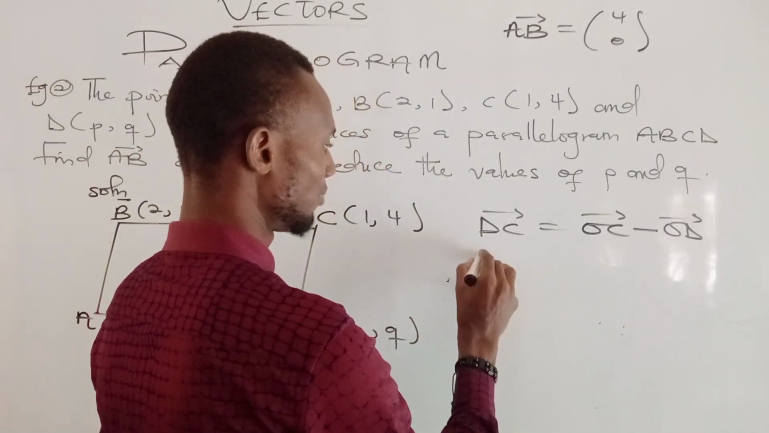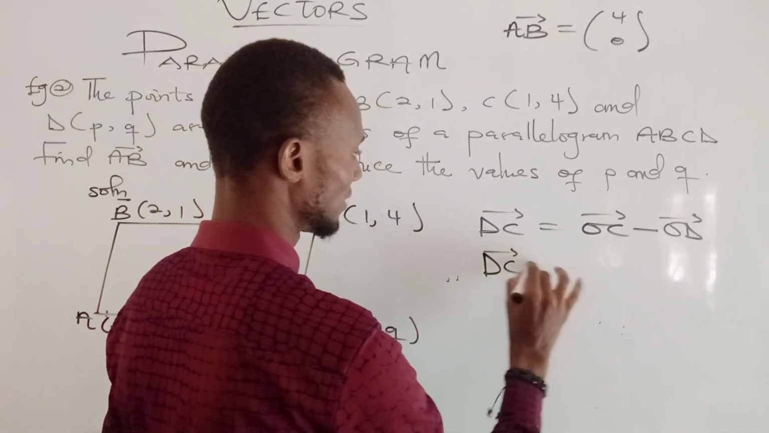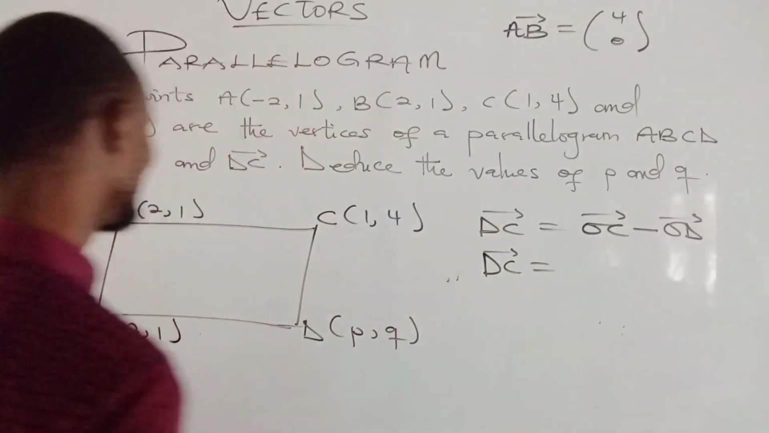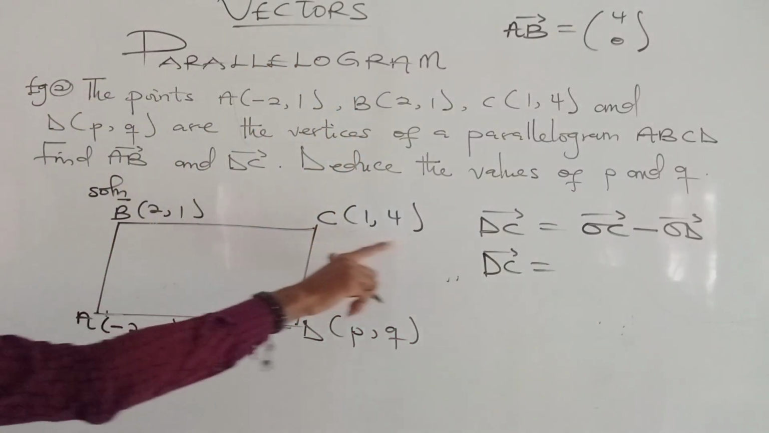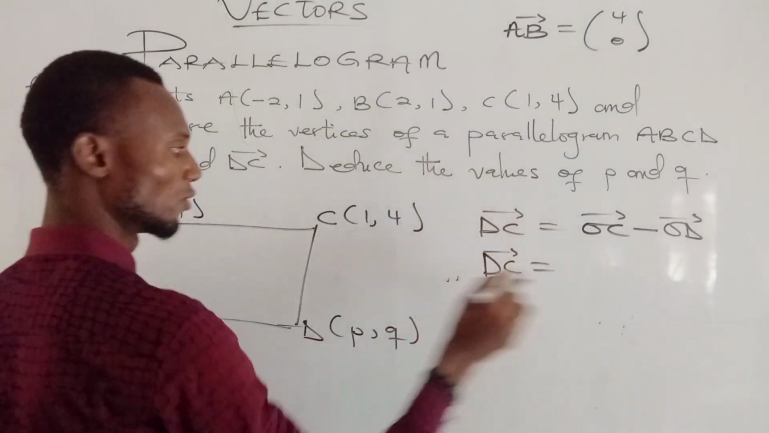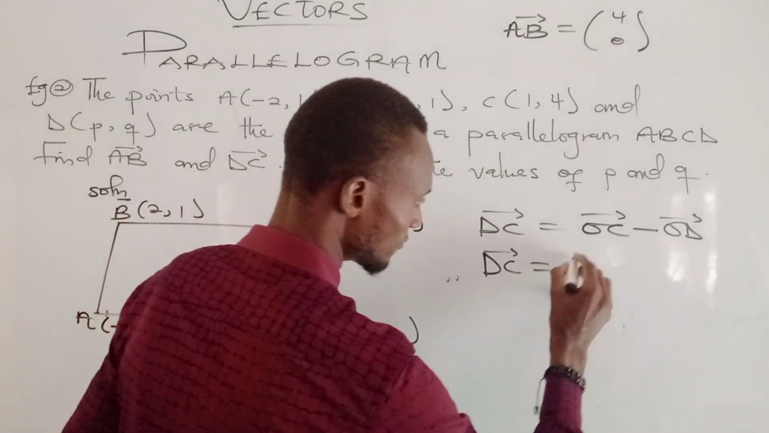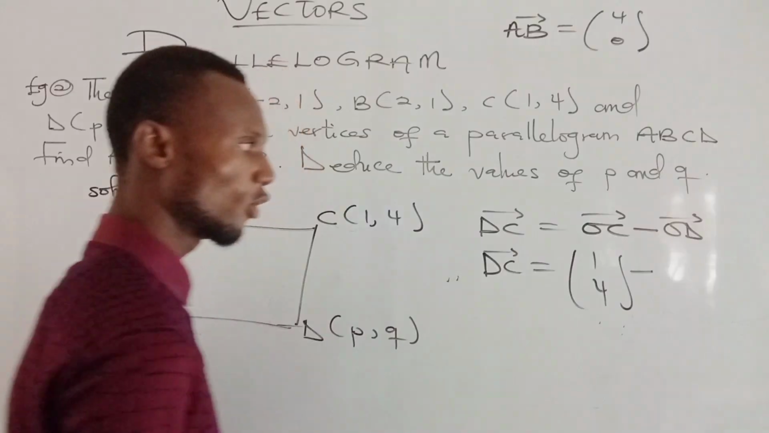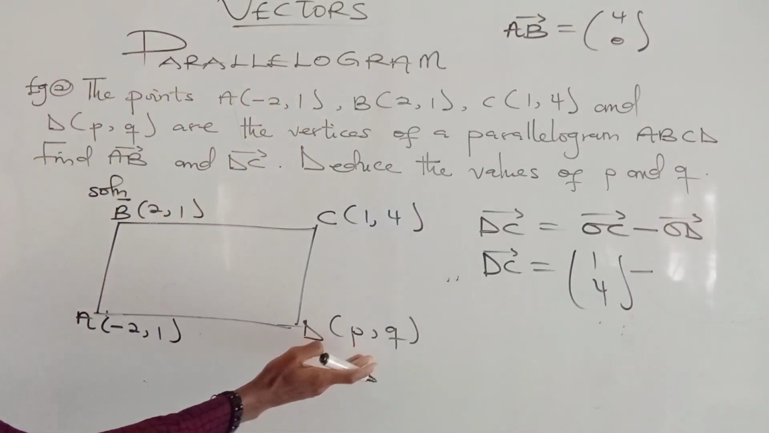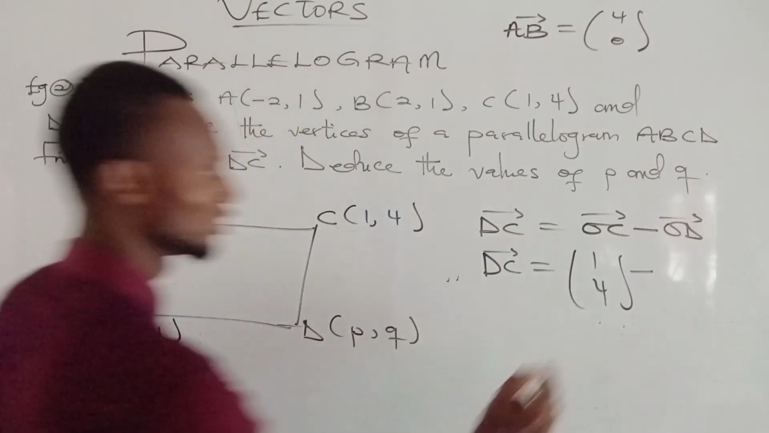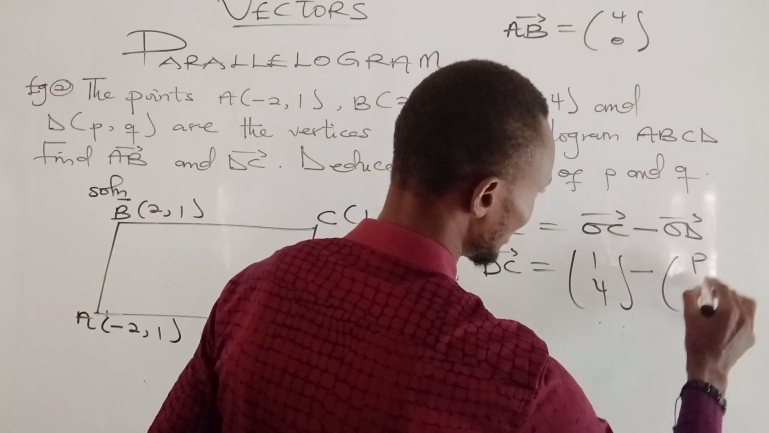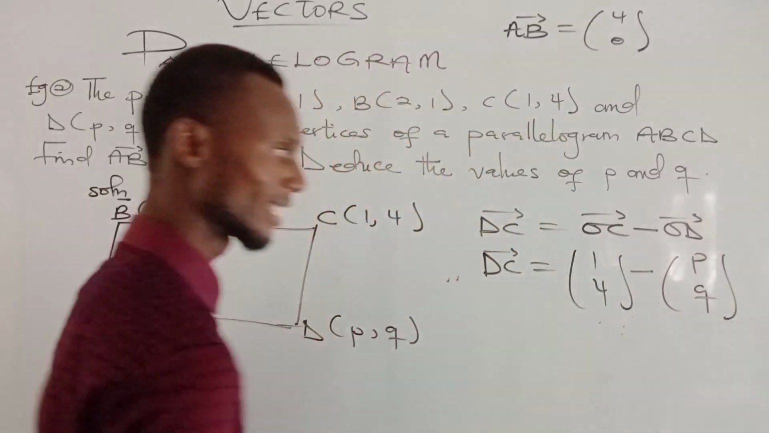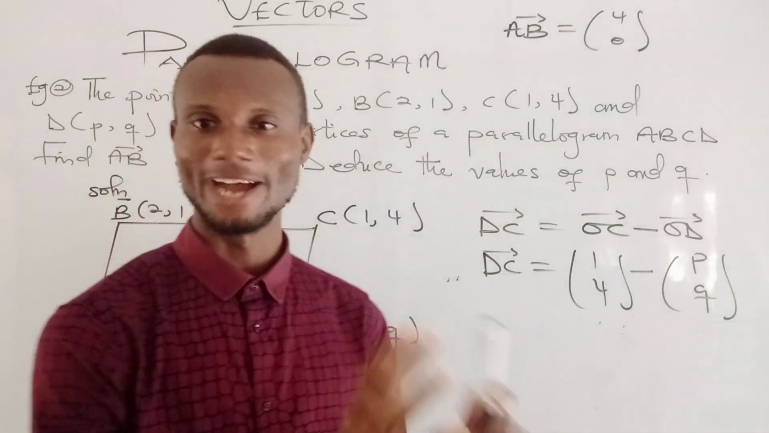Okay, so repeat your vector DC which you have here. The OC is given to be (1, 4). So in place of the vector OC, I'll put the point there, (1, 4), written in vector form, minus the OD. We have it to be (P, Q), so in place of the OD, I'll put my (P, Q) there. I hope you understand up to this point.